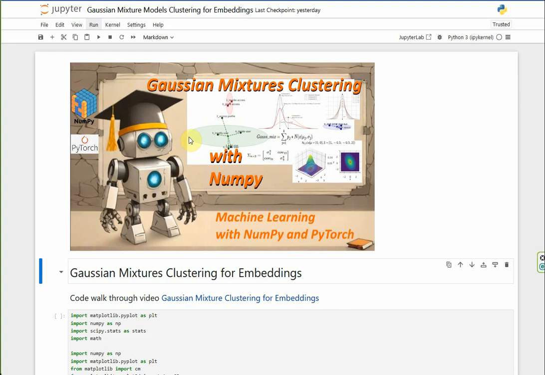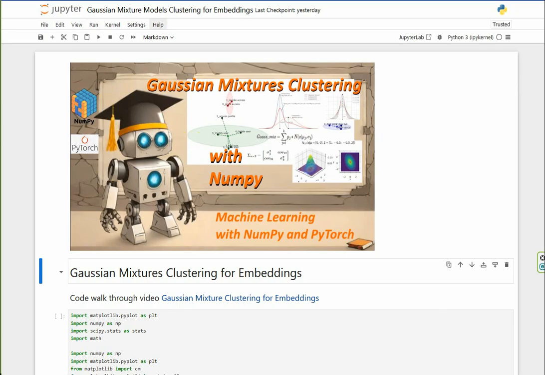Gaussian mixtures, or mixtures of Gaussian distributions, is a very popular method for estimating probability distributions. However, it can also be used for clustering. One of the most famous applications of Gaussian mixtures is anomaly detection. Today we will talk about Gaussian mixtures for clustering.